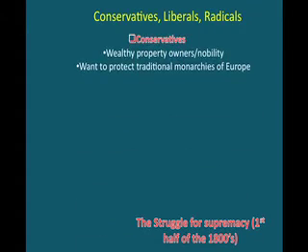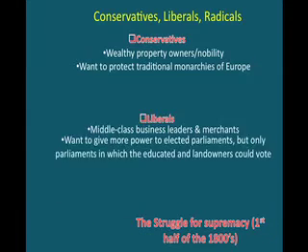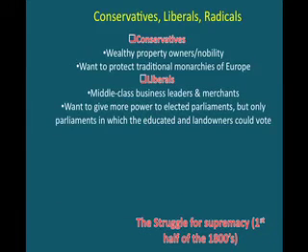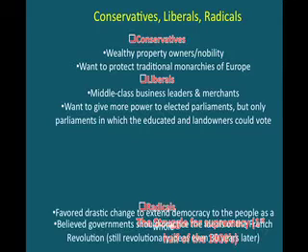So conservatives, liberals, and radicals, here are your definitions. For conservatives, they're wealthy property owners, nobility. They want to protect the traditional monarchies of Europe. Liberals, middle-class business leaders and merchants, and they want to give more power to elected parliaments, but only parliaments in which the educated and landowners could vote. So we can see that people are being left out of this process.